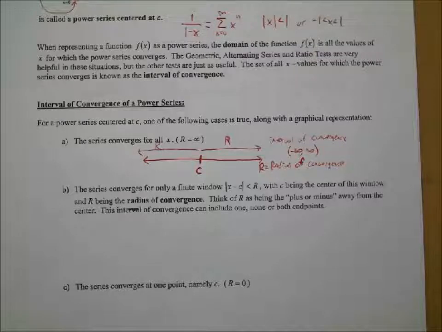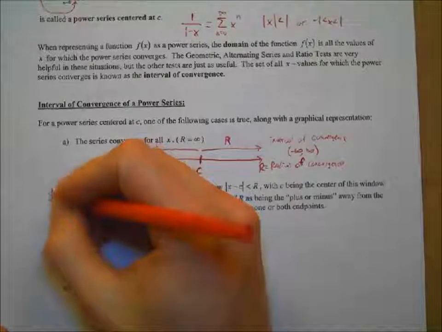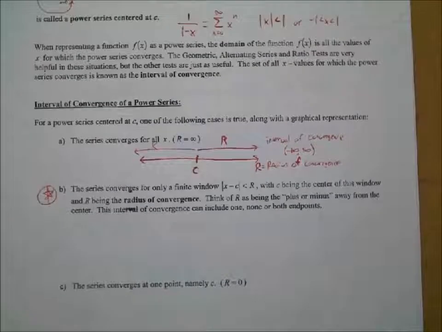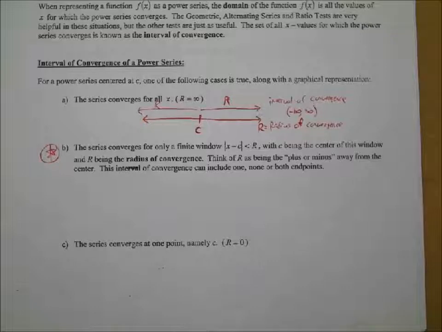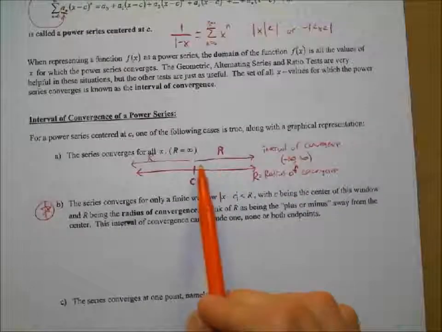All right. Where we will be spending most of our time is in this B section. The series will converge for only a finite window: the absolute value of x minus c less than R, with c being the center of this window and R, again, being that radius of convergence. So you can think of R as being the plus or minus value away from the center, just like we talked about here, the distance from the center.